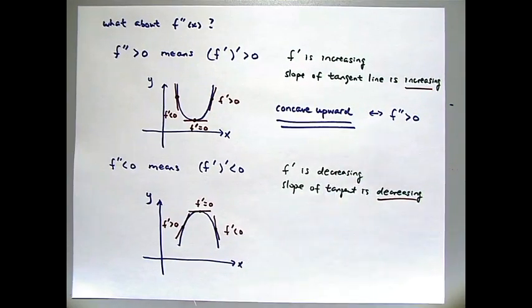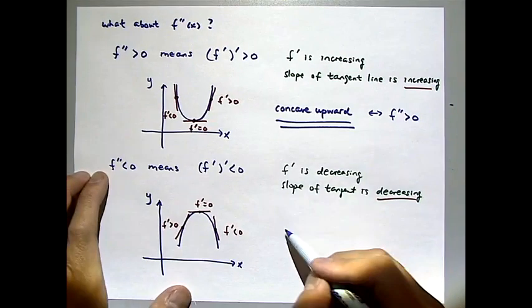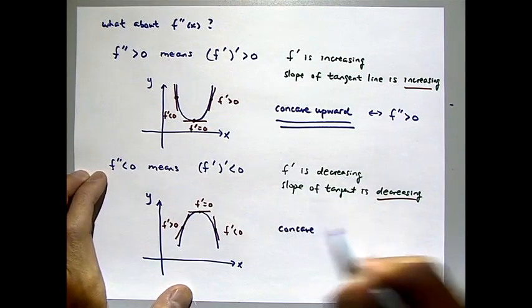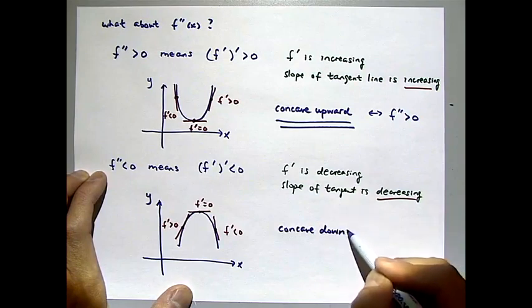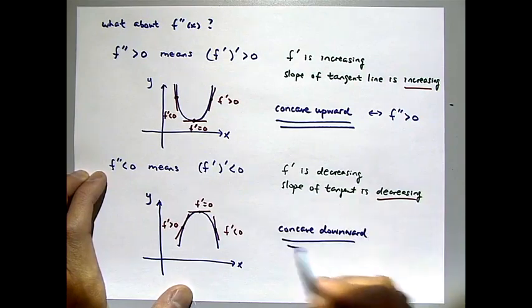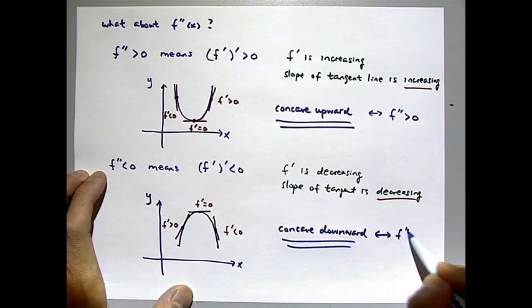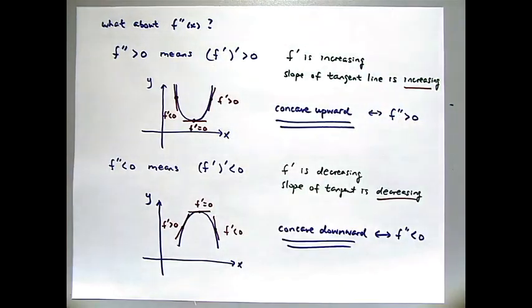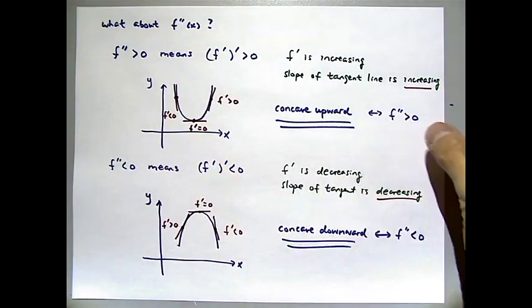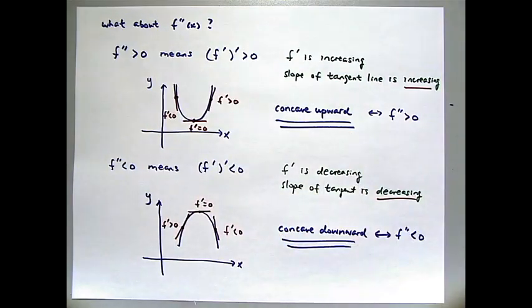So I start with a 2, maybe. I went to a 0, I went to a minus 3. It got smaller as I move from left to right. We call this a concave downward situation. And this implies that f double prime is less than 0. So think of concave as which way something that resembles a parabola may be opening, upward or downward. Upward is concave up, positive second derivative. Concave down opens down, negative second derivative.